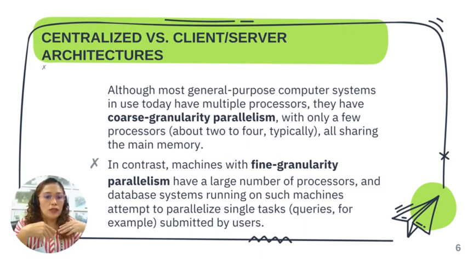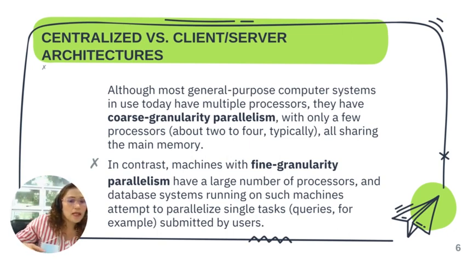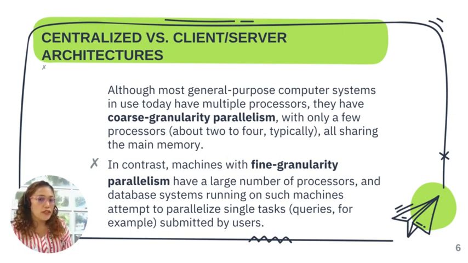Now, although most general purpose computers have coarse granularity parallelism, with only a few processors, about two or four, all sharing the main memory. In contrast with fine granularity parallelism, which has a large number of processors, and database systems running on such machines attempt to parallelize single tasks submitted by users.